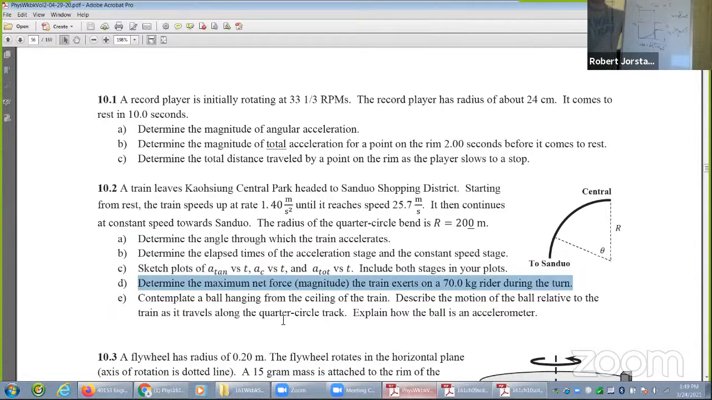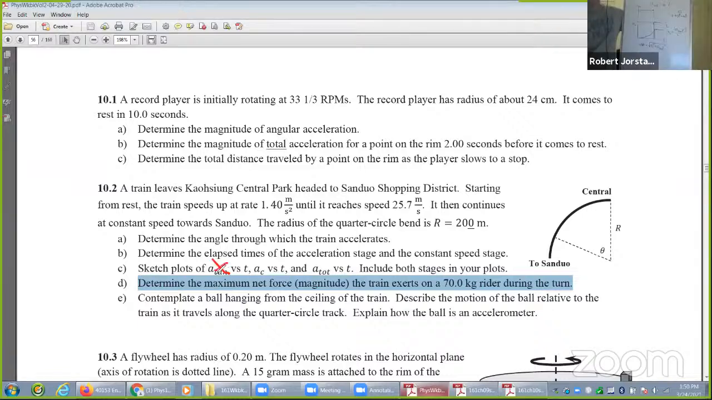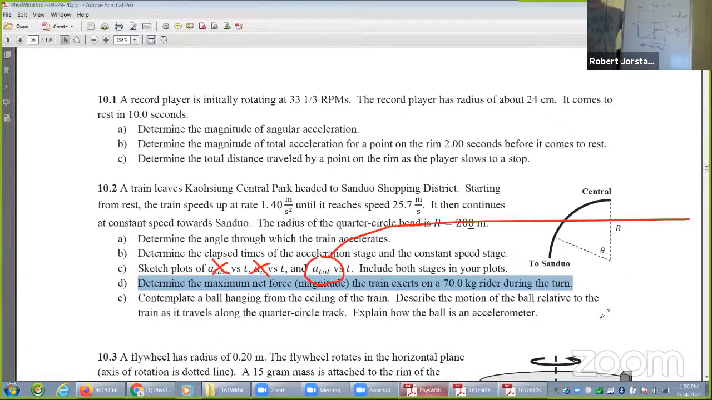It says determine the maximum force the train exerts on a 70-kilogram rider during the turn. How do you get force? Force equals MA. Which A? Would it be A tan? I think it might be AC. It's not AC. Oh, wow. It's A total. That's what A total means.